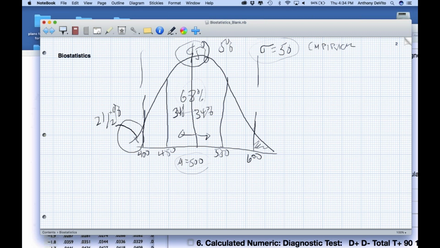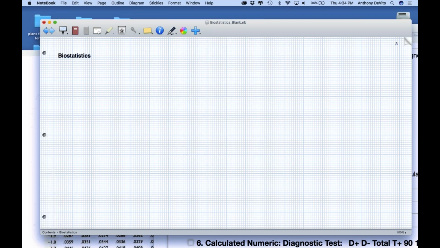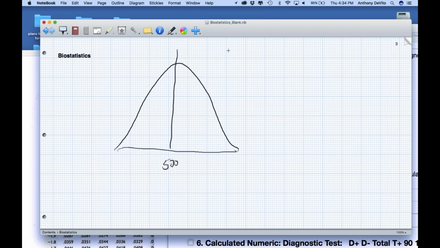So now let's talk about if we have a problem that involves this distribution. I'm going to take the same distribution and sketch it again. Here's the mean. It's 500. And the standard deviation again is 50. Now let's say I asked you what percentage of this population, what's the probability of randomly selecting someone that's less than 500? Well, 500 is the mean, so half of the population is below the mean. So that area is 50%, 0.5, right?